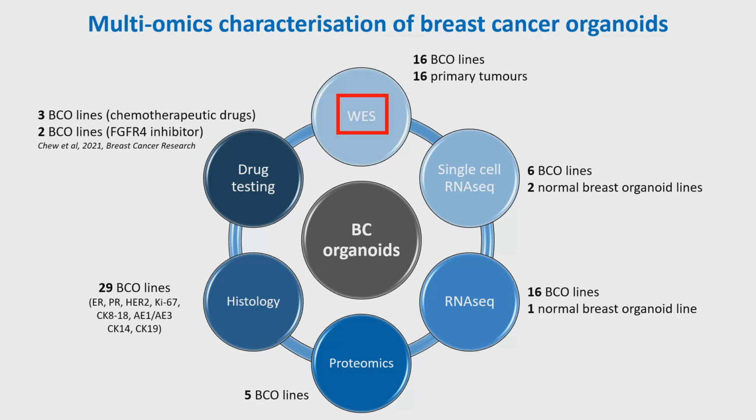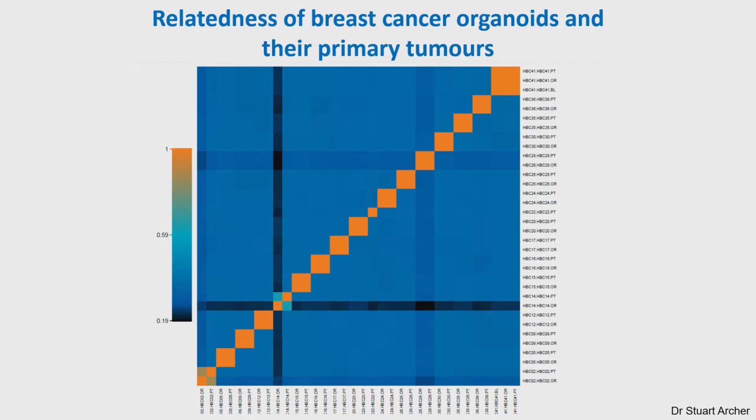If we start with the whole exome sequencing data, this heat map, we've done this work across 16 primary tumors and 16 of their matched organoids. We've identified the mutation profile of these samples, and this heat map is showing you whether the samples are related or not related. On the left-hand side, you've got the scale. When there's no relation between samples, it should be dark blue, and when there's a very strong relationship between samples, it should be orange. And on the right-hand side is the sample identity.